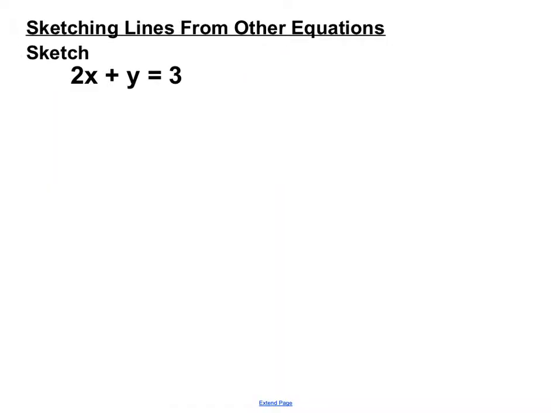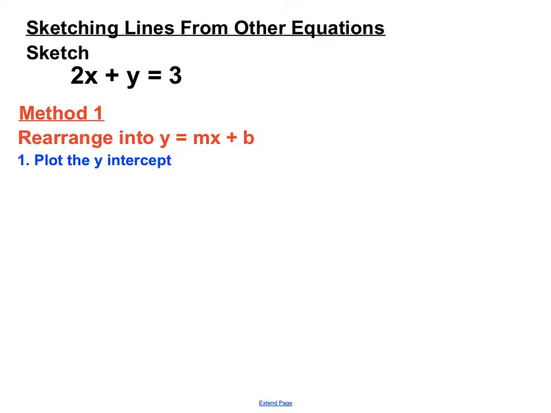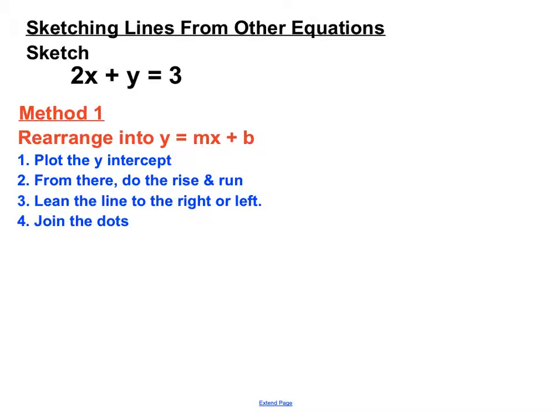So let's recap here. I know it's not in y equals mx plus b form, but we can, using method 1, rearrange it into that form carefully to get y on its own. Then we'll go through the points, plotting the y-intercept, and from there doing the rise and run and figuring out whether we expect the line to lean to the right or the left. We'll join the dots and label the line and make sure it's in original form, not just in our rearranged form.